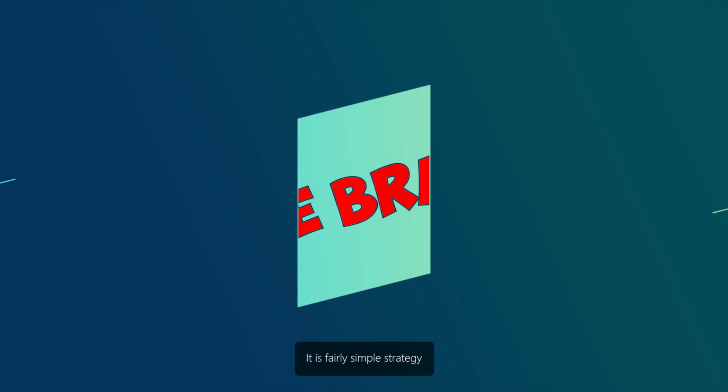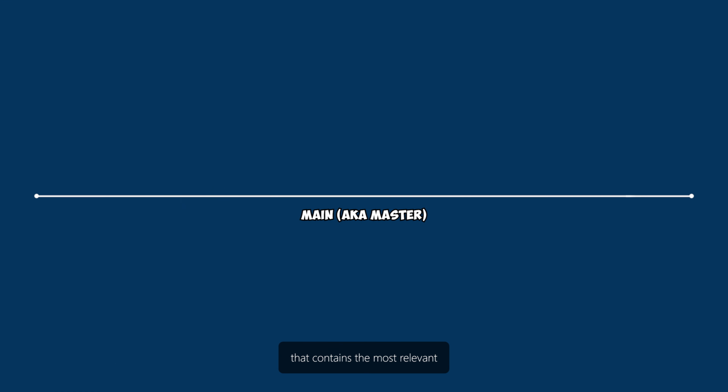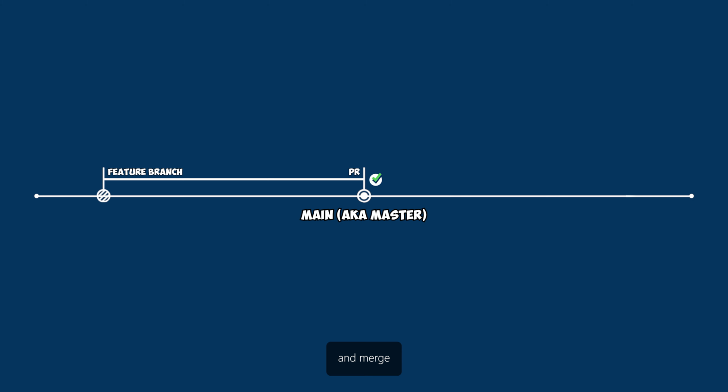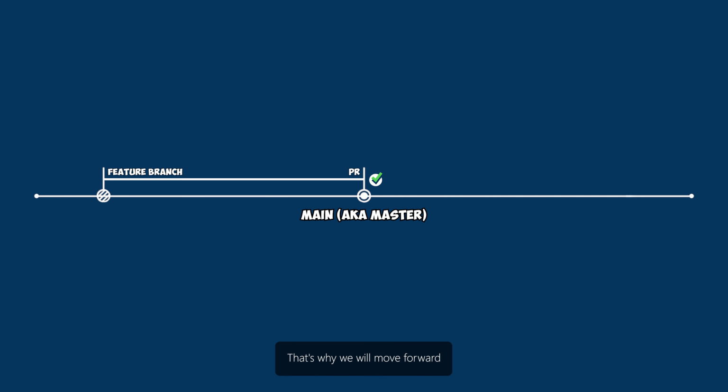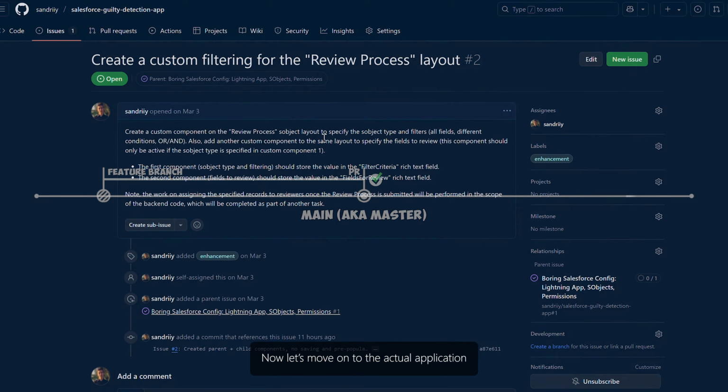It is a fairly simple strategy. You have a main branch that contains the most relevant and, with high hopes, working code, and for each separate task you create a feature branch. Work on it, stick to the idea that this branch is only for one specific task. Create a pull request to the main branch, get approval, CI/CD, etc. and merge. That's it. The previously mentioned Git flow strategy is actually based on this strategy, with additional ideas for releases and hotfixes. But as I said, keep it simple. That's why we will move forward with the feature branching strategy, creating feature branches, working on them, and merging with the main branch. Now let's move on to the actual application.